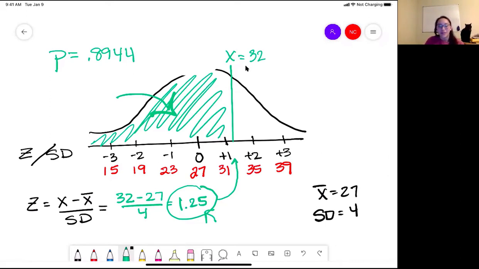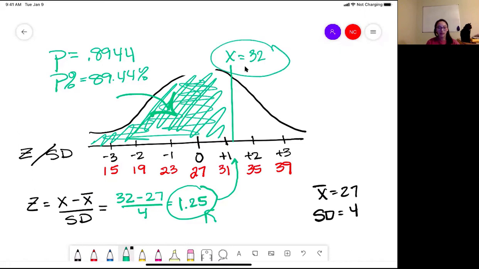Probabilities are always between 0 and 1. Percentages or percentiles are always between 0 and 100. Okay, so if we multiply our probability by 100, we can get our percentile, which I'll distinguish with the percent sign, of 89.44%. So we can say that 89.44% lives in this shaded area, or that a raw score of 32 is at the approximately 89th percentile, given our distribution.